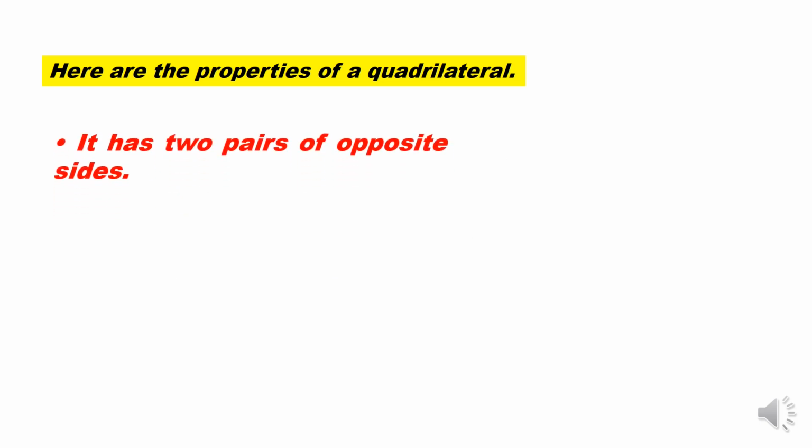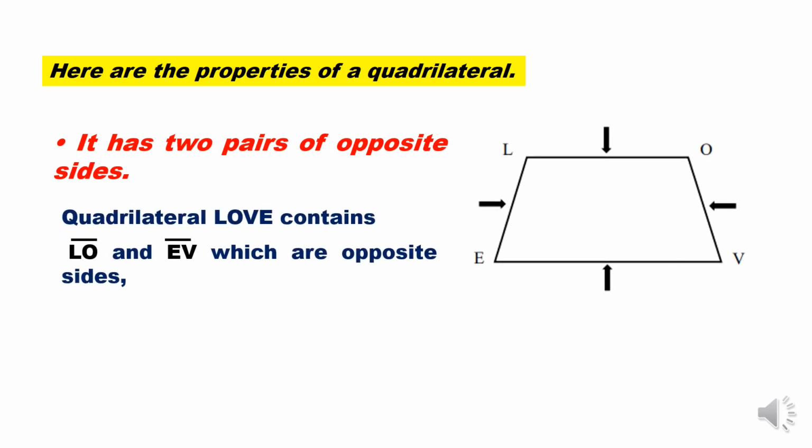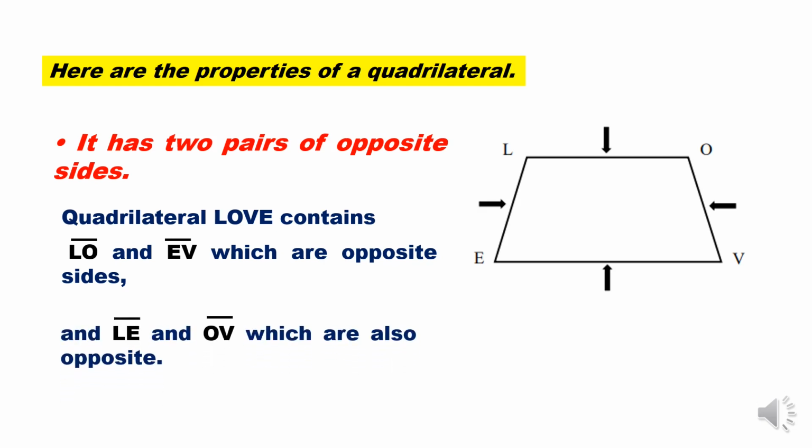It has two pairs of opposite sides. Quadrilateral LOVE contains line segment LO and line segment EV, which are opposite sides, and line segment LE and line segment OV, which are also opposite.